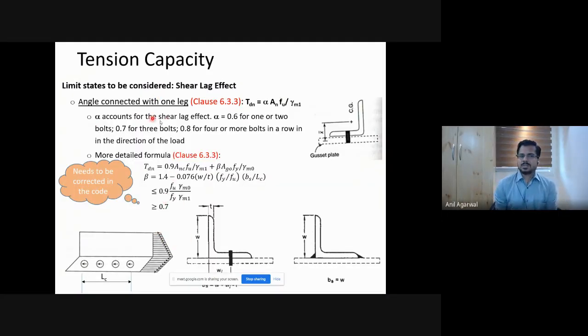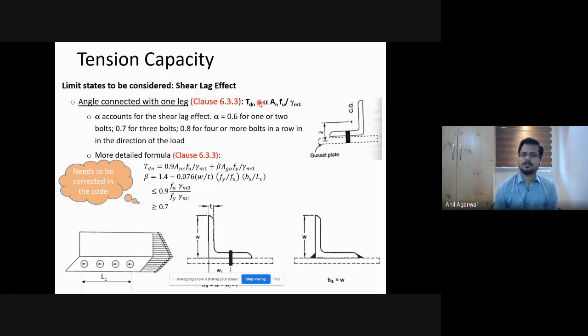So there are special provisions given, because this is such a common problem, for angles that are connected with a single leg, and what is the tension capacity of such angles. Similarly, when compression members come, again provisions are given for angles that are connected with a single leg in compression. There are old provisions and there are new provisions. Old provisions have been turned into an estimation kind of provision, so that you can use it for estimation and proportioning of the member size, and then you should come to this clause to calculate the actual strength. So there is this factor called alpha.